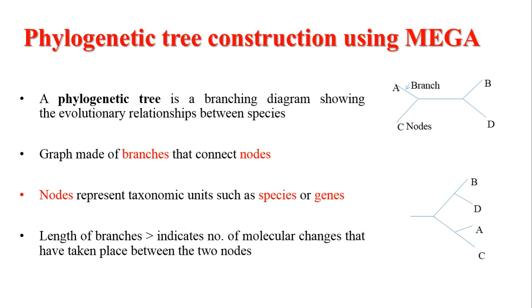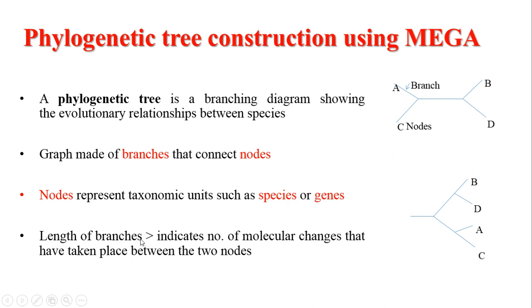So it could be either unrooted or rooted diagrams. In all kinds of phylogenetic diagrams, we have branches and nodes. Nodes represent taxonomic units such as species or genus. So A, B, C, D here represent different species, while a branch represents the distance between two nodes.